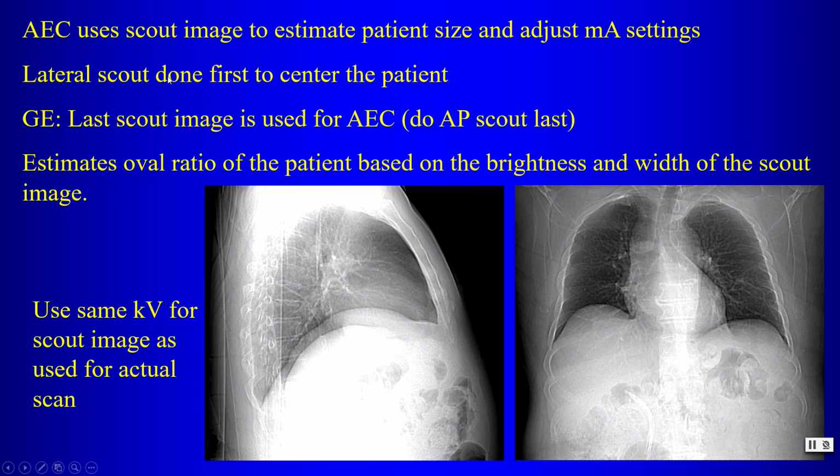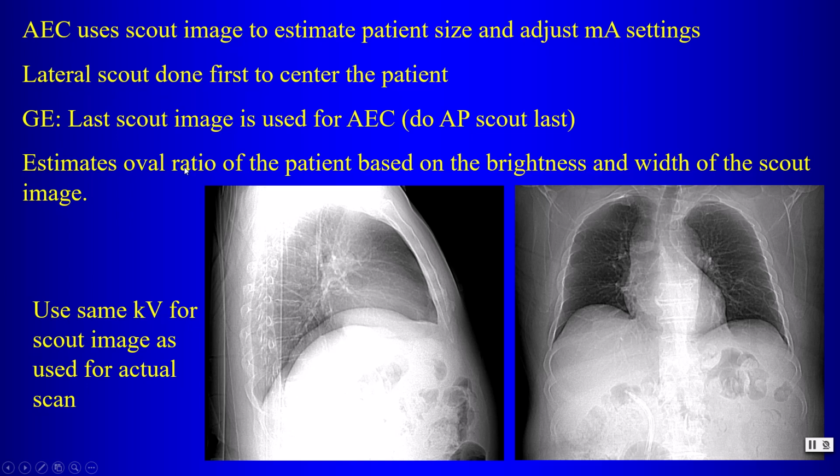So now, how does automatic exposure control do all these things? Well, it uses the scout image to estimate the patient's size and adjust the mA settings. The lateral scout is usually done first to make sure that the patient is centered within the gantry. And on the GE scanner, the last scout image is used for automatic exposure control, which is why it's important to do the AP scout last.